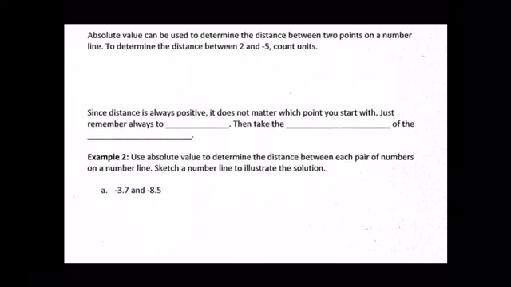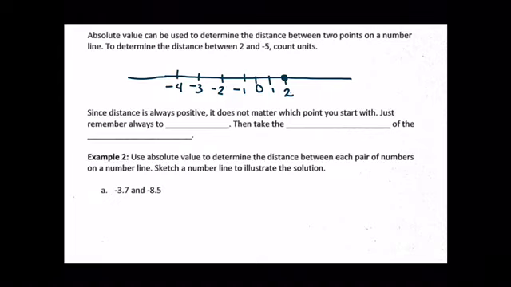So the absolute value can be used to determine the distance between 2 points on the number line. So if we're determining the distance between 2 and -5, we're going to put that on a number line. So I'm going to put the point at 2, and -5. You can count the units. 1, 2, 3, 4, 5, 6, 7 units between these two numbers.